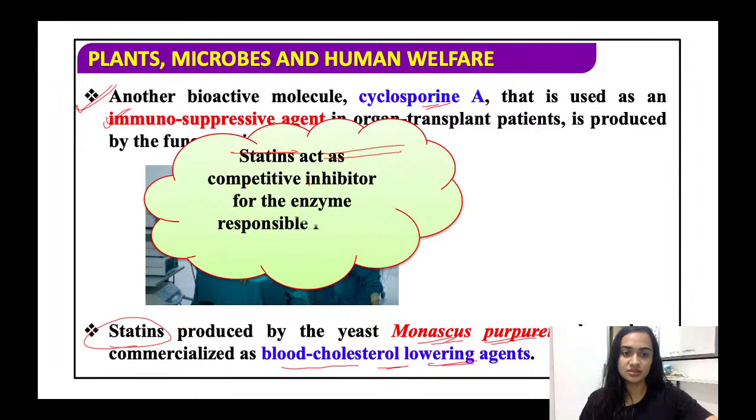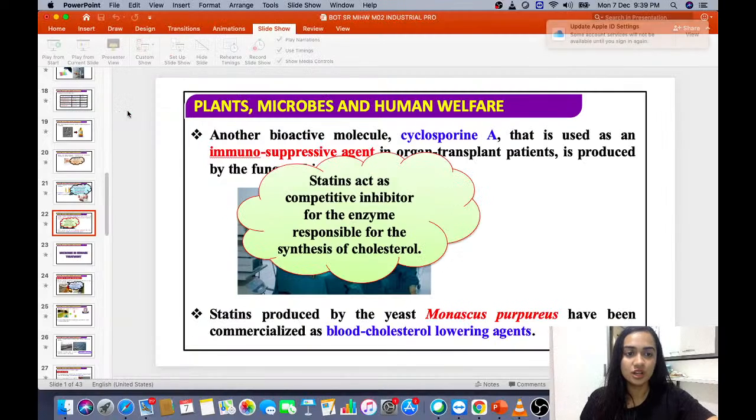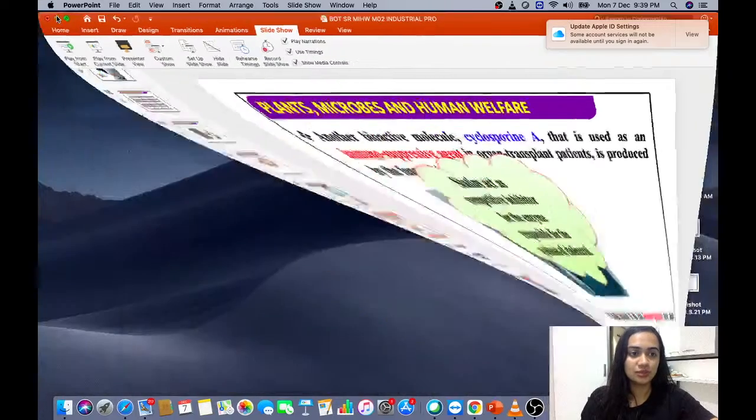Yes, so this is one thing that I missed out: statins act as a competitive inhibitor for the enzyme responsible for synthesis of cholesterol. Okay, so that is it.